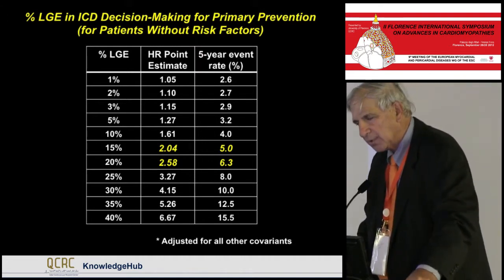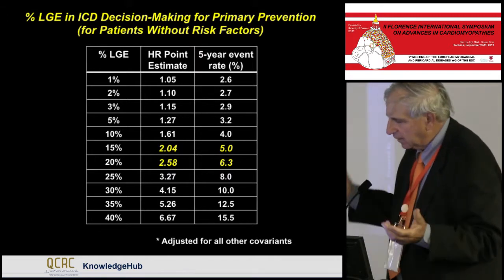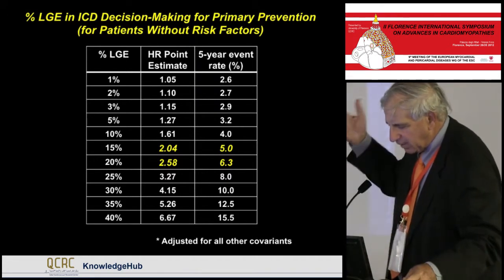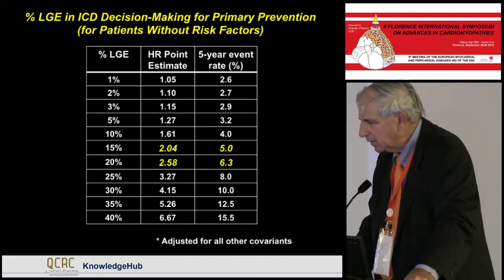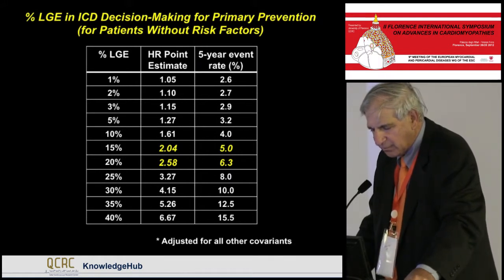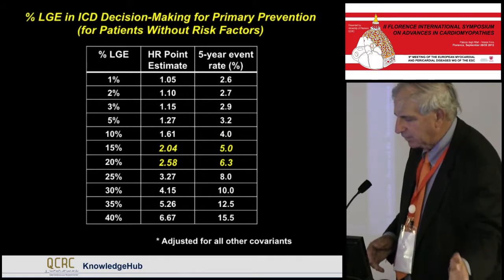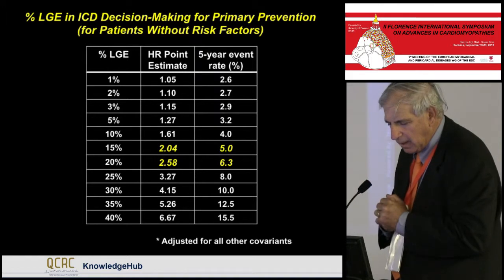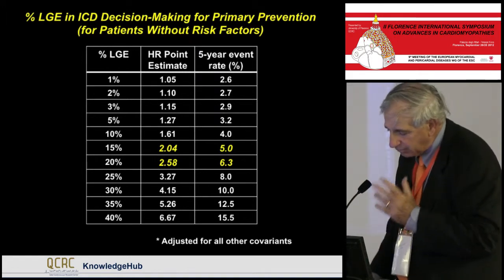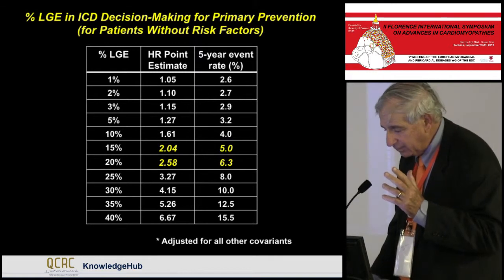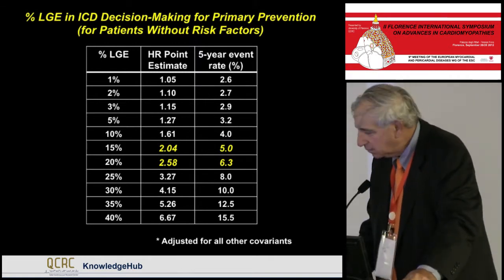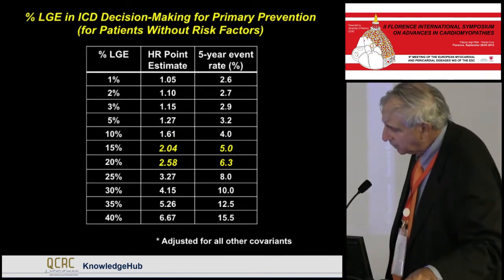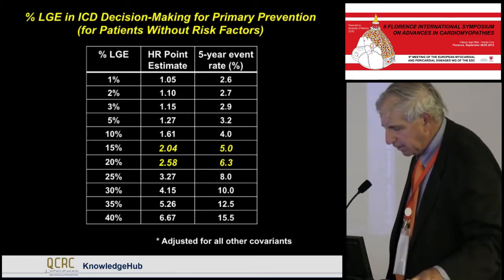That's the way these data are priced. So if you have two patients in the clinic, one without risk factors and no LGE, and the other one no risk factors with 20%, then that second patient has a relative risk of 2.5 to the other one. That's one of the ways you could look at these data and try to put it into a clinical arena. It also means that 15% has a significant 2 to 1 risk to 0 LGE.